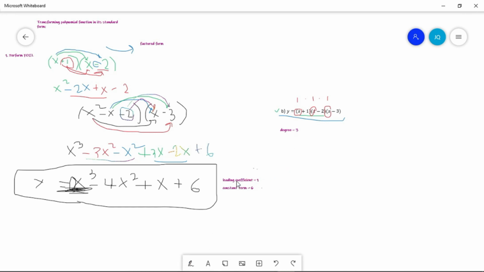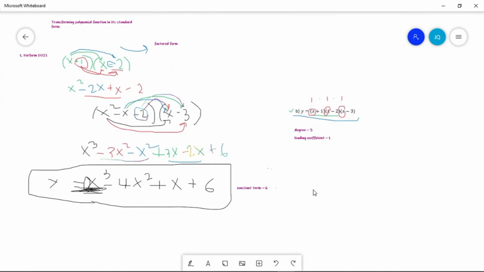Our leading coefficient is equal to 1. Next, our constant term. How are we going to get our constant term? To get the constant term right away, we are just going to determine the constants for each factor. So what's the constant here? That's positive 1. What's the constant here? That's negative 2. What's the constant here? That's negative 3. Don't forget the sign.